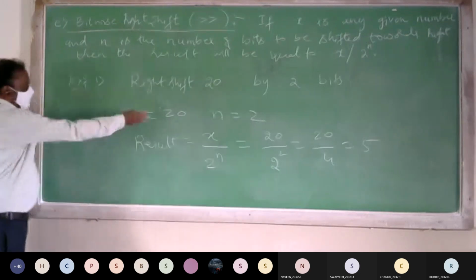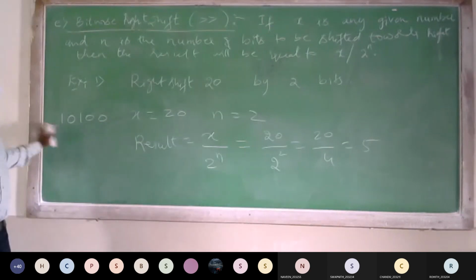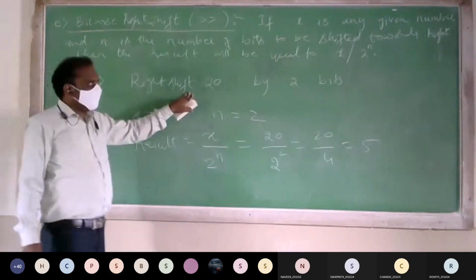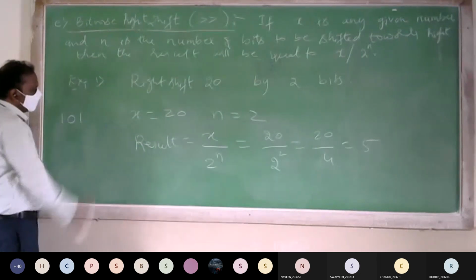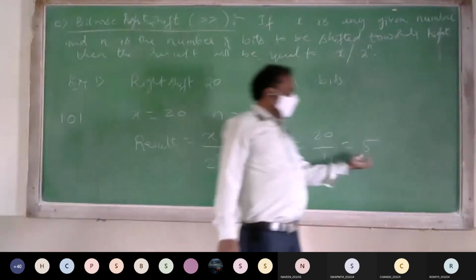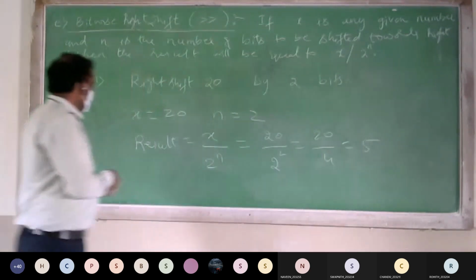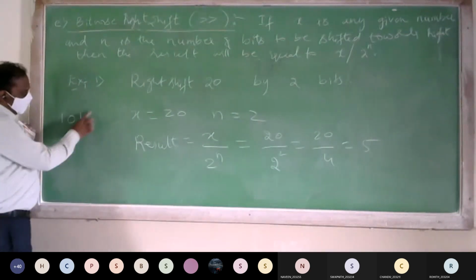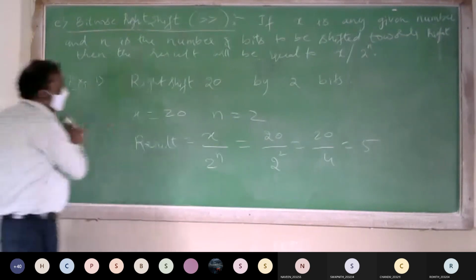Now what is 20? Binary representation of 20 is this one, right? 10100. 4 plus 16, it is 20. Now right shift 20 by 2 bits. 2 bits means you just remove these 2 bits. What is the value? 101. The 101 value is nothing but 5. So when you want to shift towards left, add 0. When you shift towards right, delete the right bit. We shall see one more example.